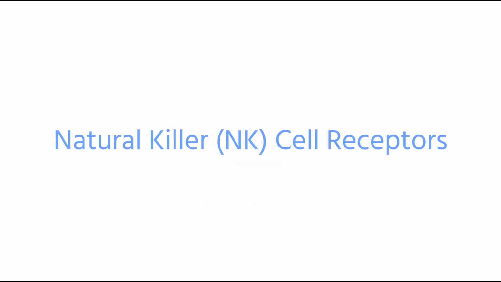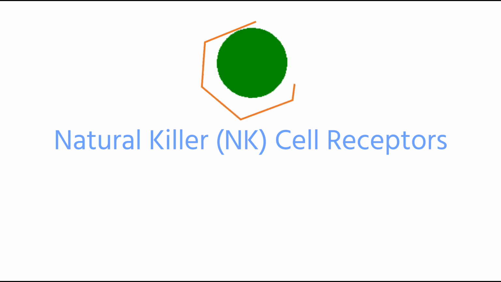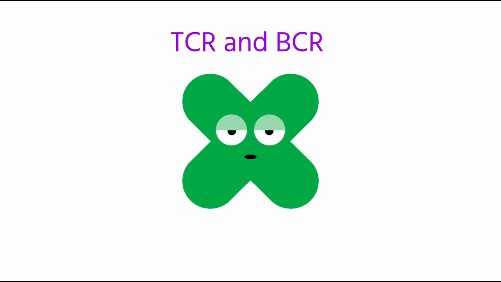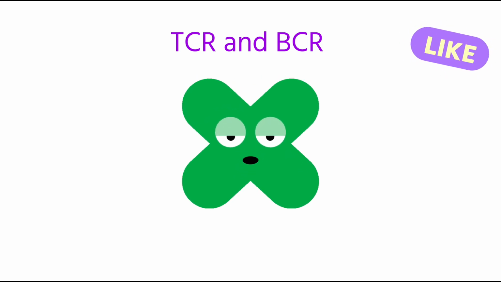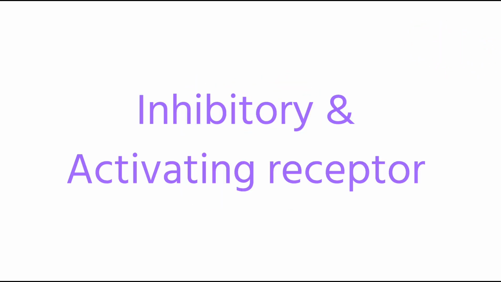Then there are natural killer cell receptors. These cells don't use the T cell and B cell receptors. Instead they rely on a balance. So natural killer cells do not use the TCR or BCR. Instead they rely on inhibitory receptors and activating receptors.